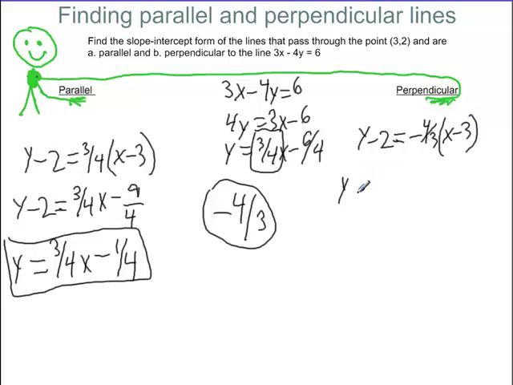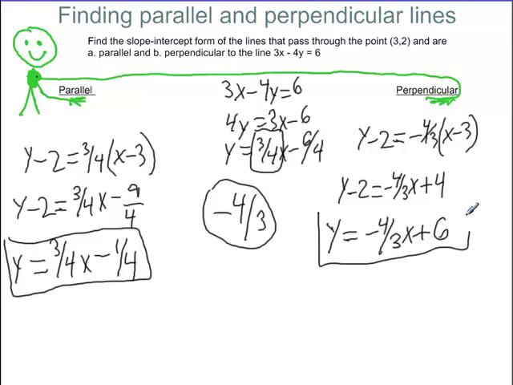Gotta solve it again. We're going to have y minus 2 is equal to negative 4/3 x plus 4. Add 2 to both sides, and we're going to get y equals negative 4/3 x plus 6. So there's a line in slope-intercept form that is perpendicular to the line 3x minus 4y equals 6.